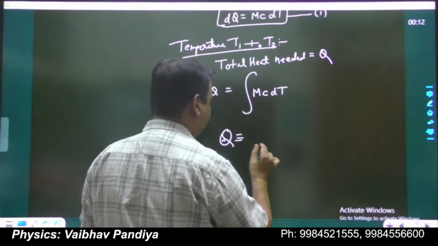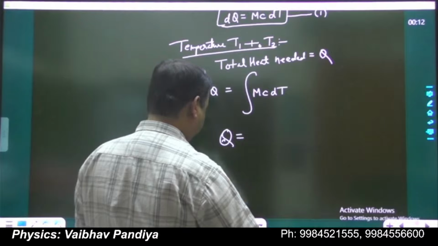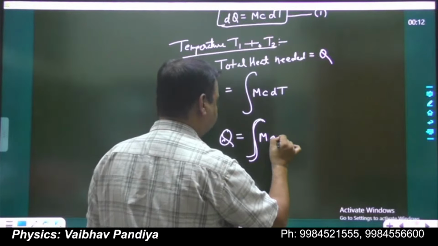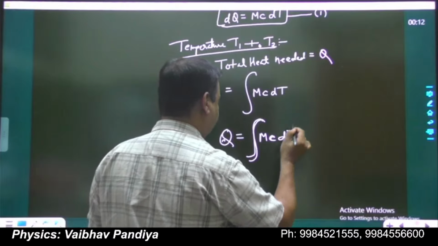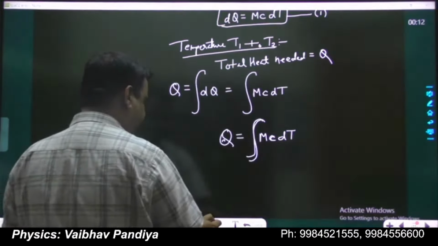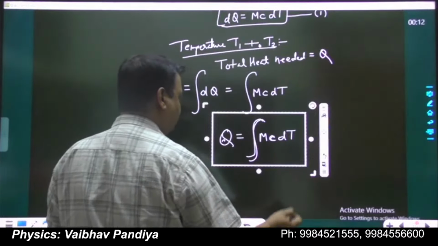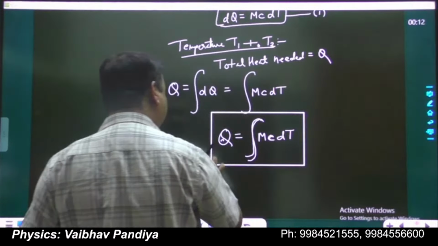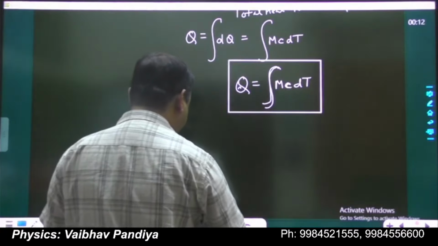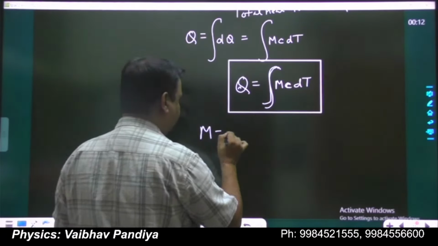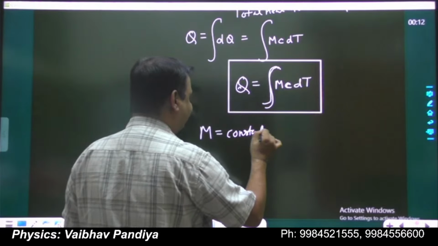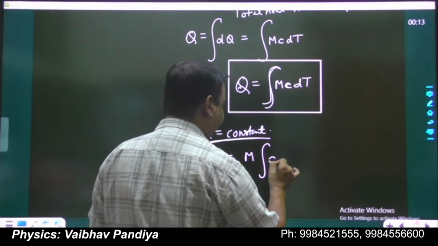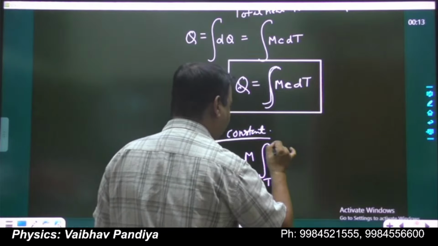It will be the integral of m c dT, correct? So this is the formula for the heat absorbed by the system. Now the point is, what are the parameters which can be taken out of the integral? So if you are assuming that mass is constant, when the temperature is changing, there is no change in the mass. So m can be taken out and it will be the integral of c dT from temperature 1 to temperature 2.